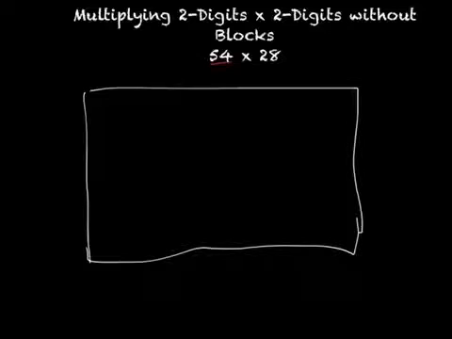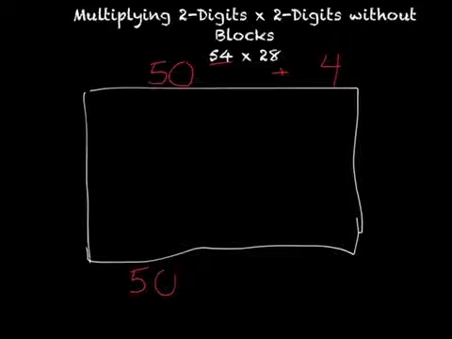So I'll start with 54. So I'm going to put 54 in expanded form. The value of the 5 is 50. The value of the 4 is 4. So if I write it on the top, I'm going to write it on the bottom. And anywhere I see a plus sign, I'm going to draw a line to connect them.